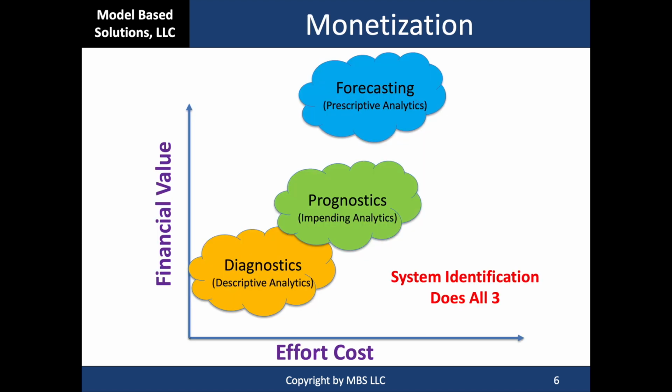Successful data analytics requires monetization. There are three primary categories: diagnostics, something has happened; prognostics, something will happen; and forecasting, what should happen in the future based on past data. System identification addresses all three of these categories.